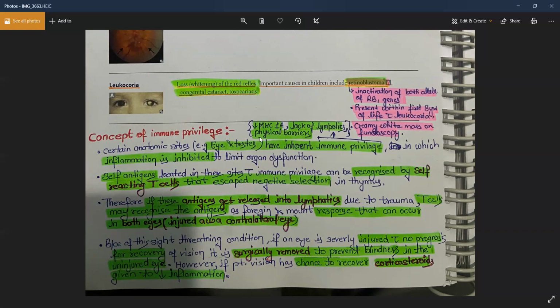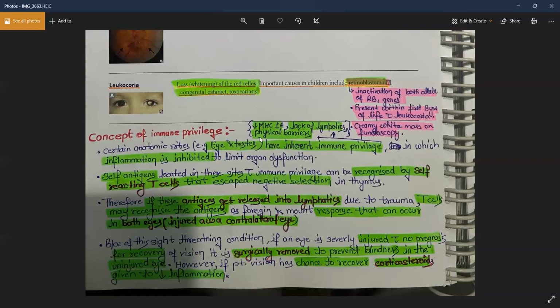Now, what happens sometimes, you have this negative selection and the positive selection, right, in the thymus, right? Whenever either of the selections fails, and especially negative selection, you will have some autoimmune cells in the blood vessels, right? Because the function of the negative selection is to eliminate the autoimmune cells, right? If this negative selection fails somehow, you will have the release of autoimmune cells in the blood, right?